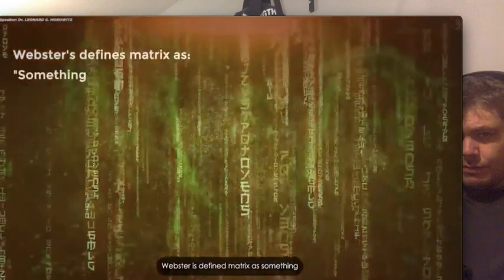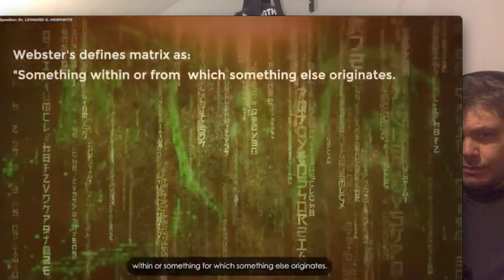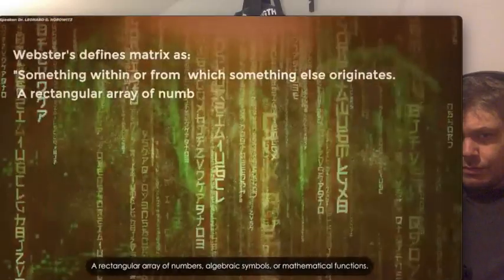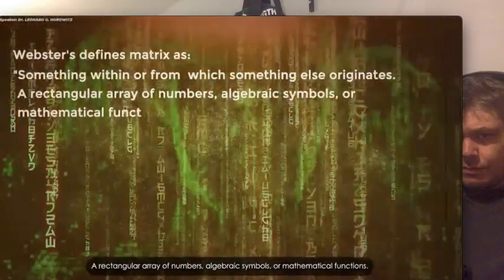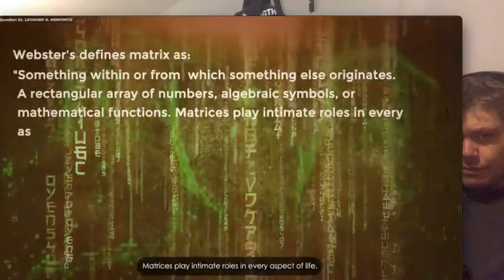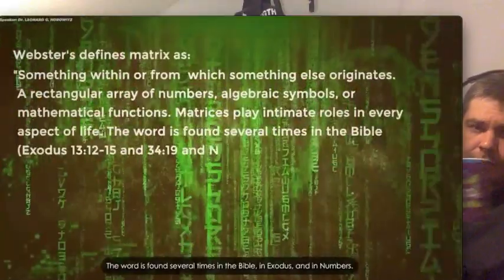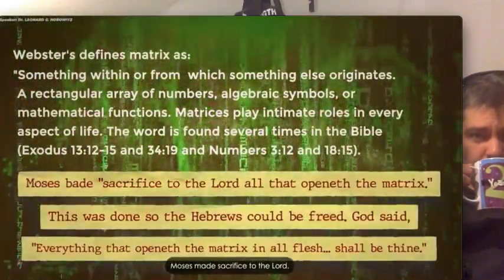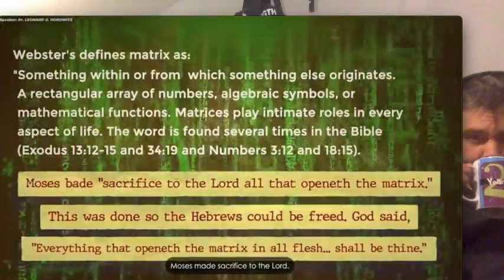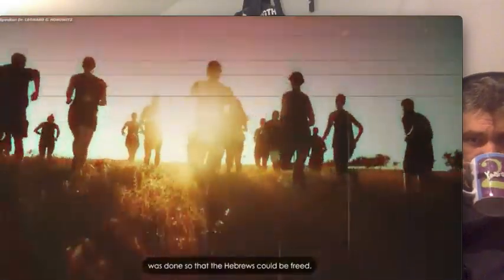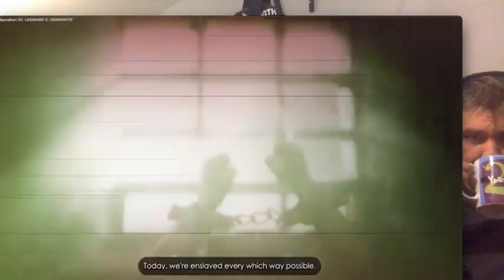Now, what's a matrix? Webster's defines matrix as something within or something from which something else originates. It's not just a Hollywood film. It's a rectangular array of numbers, algebraic symbols, or mathematical functions. Matrices play intimate roles in every aspect of life. The word is found several times in the Bible, in Exodus and in Numbers. Moses made sacrifice to the Lord, everything that openeth the matrix. That was done so that the Hebrews could be freed. Today we're enslaved.